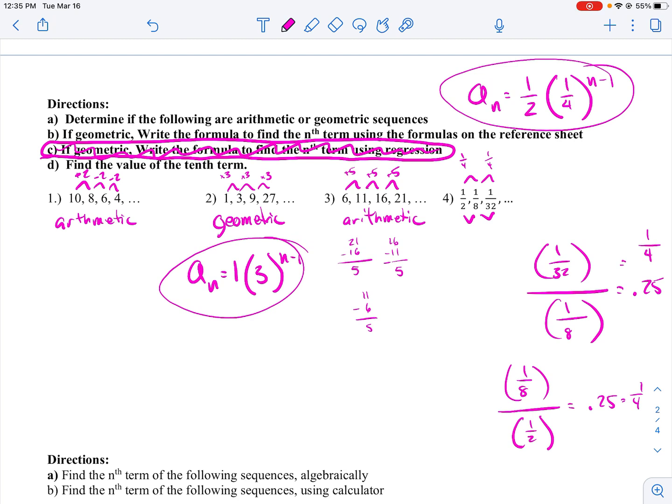All right, and then the last question is asking us to find the 10th term. All right, so anywhere I see an n, I'm going to put a 10. 10 minus 1 is 9. And 3 to the 9th power, gosh, I feel like I've done it a couple times today. I should recall. Guess I'll have to work on that.